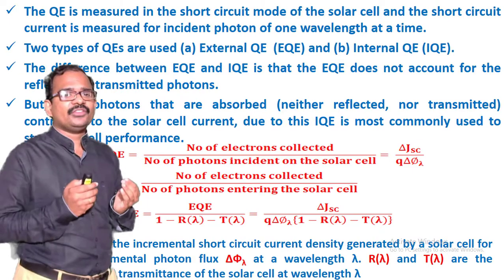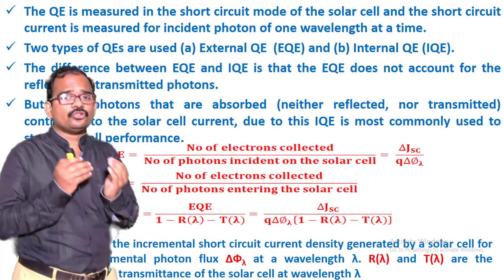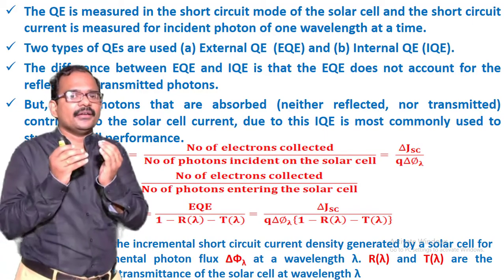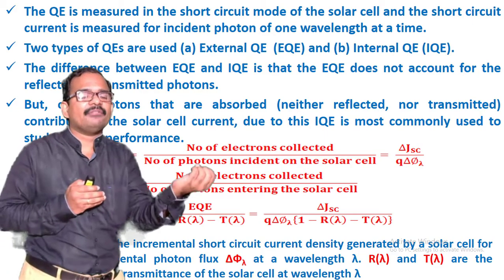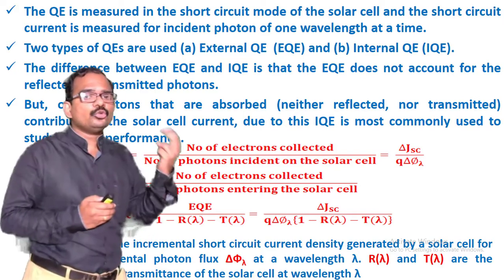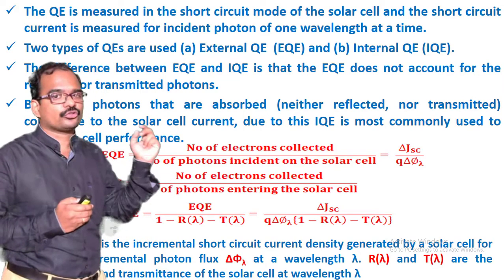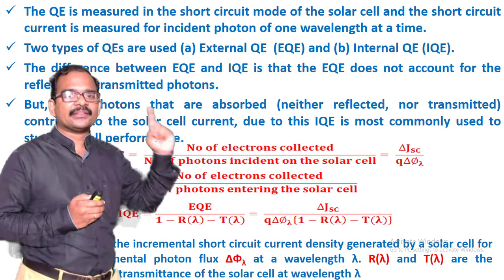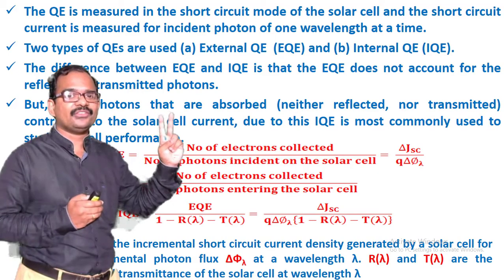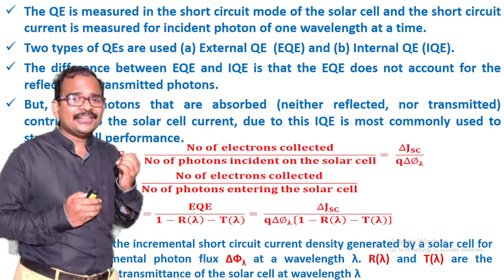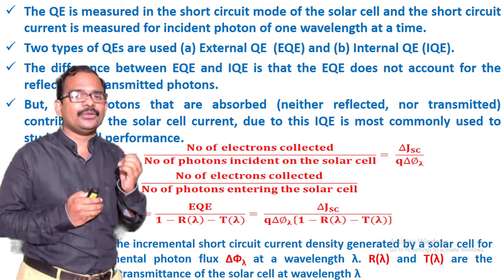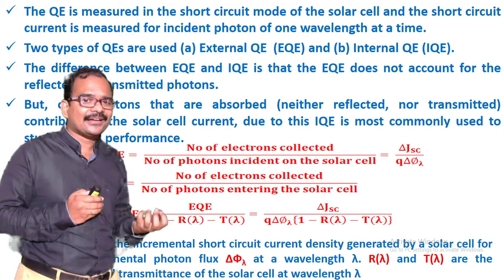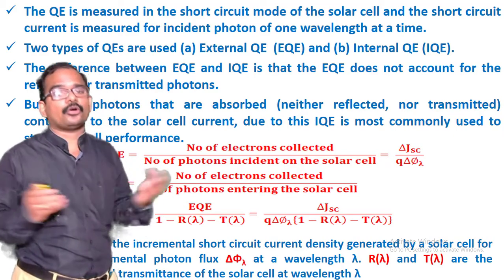So the quantum efficiency is measured in a short circuit mode of a solar cell, and the short circuit current is measured for incident photons of one wavelength at a time. Two types of quantum efficiencies are used. The first one is the external quantum efficiency, EQE, and the second one is the internal quantum efficiency, IQE. The major difference between the EQE and the IQE is that EQE does not account for refracted or transmitted photons.